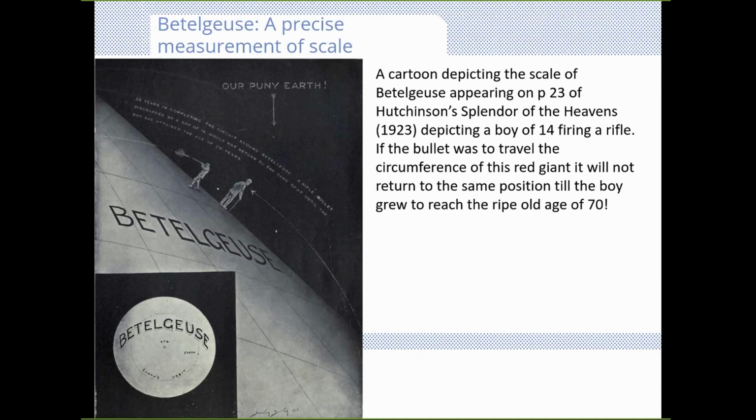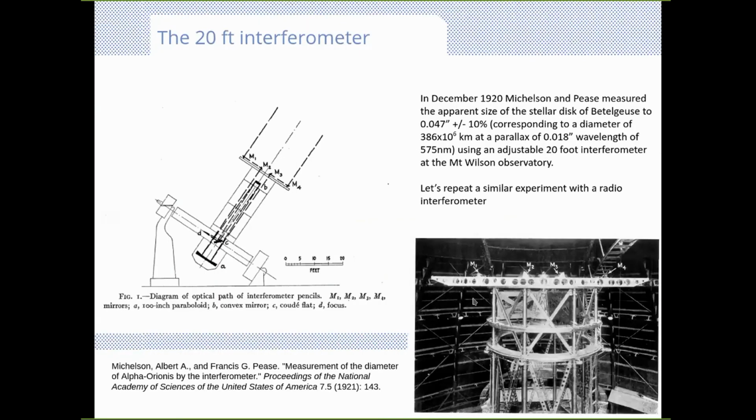Betelgeuse is in the constellation of Orion, so it's Orion Alpha, and it's one of the brightest stars in the night sky. This cartoon appeared back in 1923, in Hutchinson's Splendor of the Heavens. Now, the way we determined the diameter of the star was using an interferometer. It is the 20-foot interferometer that was constructed at the Mount Wilson Observatory back in the early 1910s to 1920s.